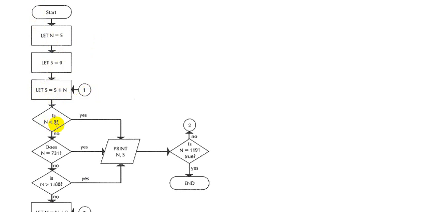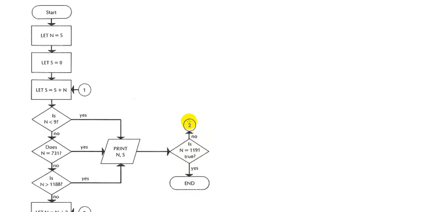Is n 9 or bigger than 9? Yes, we go to print n and s. No, it's not yet. We just got to verify: does n equal 731? Yes, we go to print n and s. Then, is n equal to 1191? True, yes, and that concludes the flowchart, as you can see in front of you.